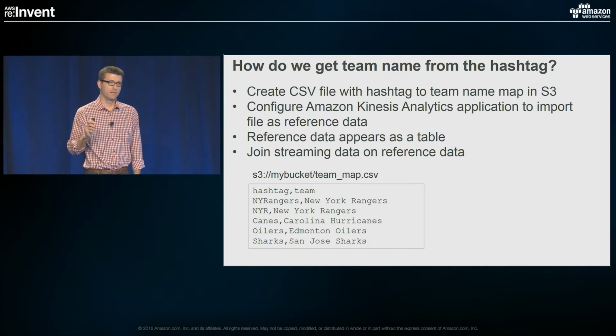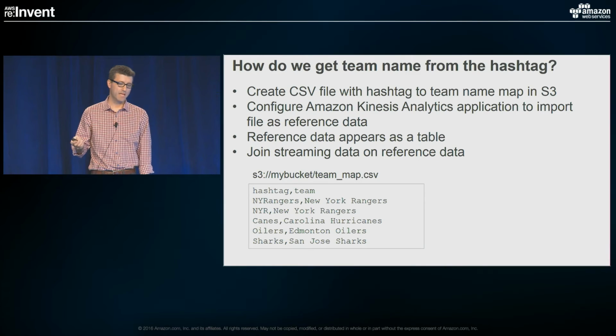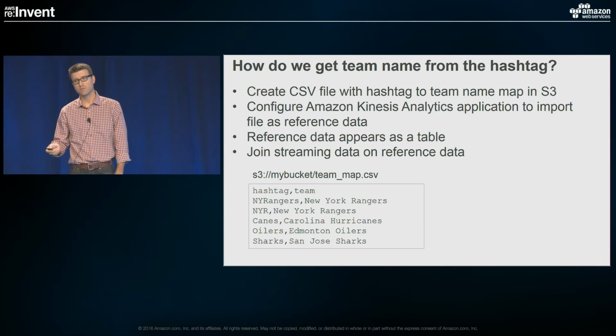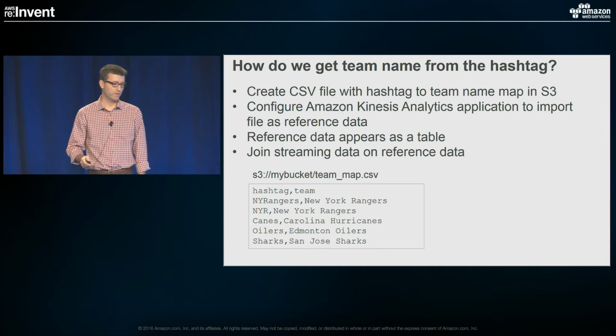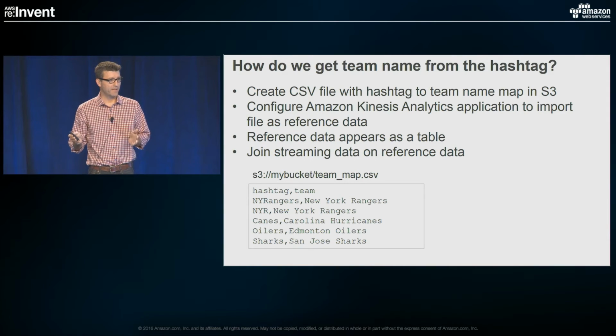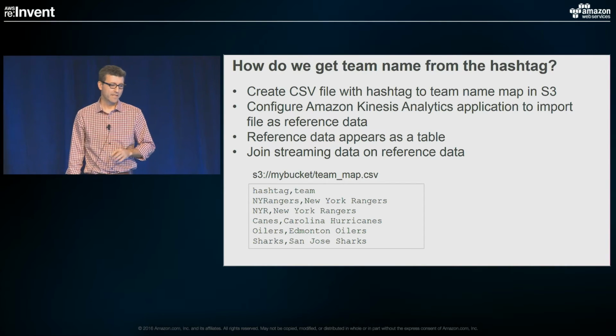But as I mentioned, the data that we're looking at only has the hashtag. I want the team name. If you look at the little table here on the bottom, you can see it's a map. I've got the hashtag on the left and then the team name on the right, comma separated. So NY Rangers means New York Rangers. NYR also means New York Rangers, all the way down to Oilers, Edmonton Oilers, and Sharks, San Jose Sharks. Pretty basic. I created a file in S3 that contains all the teams in the NHL and the mapping of all the official hashtags that the teams support. And that's stored in S3.